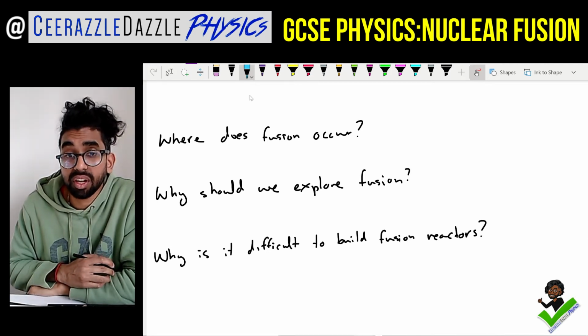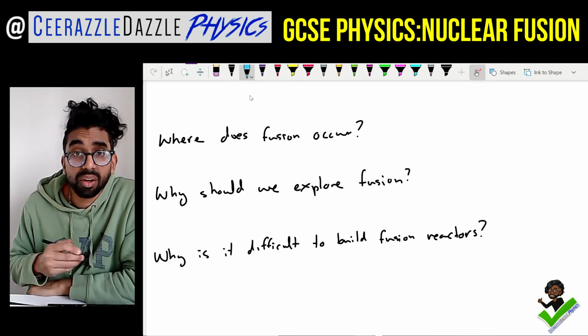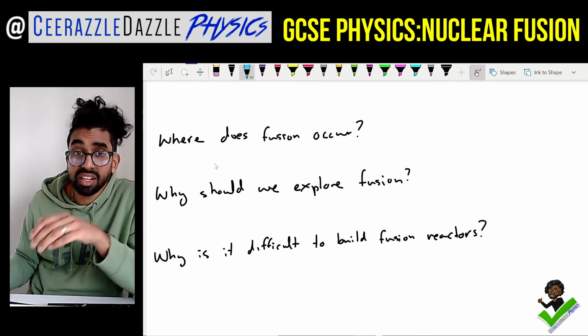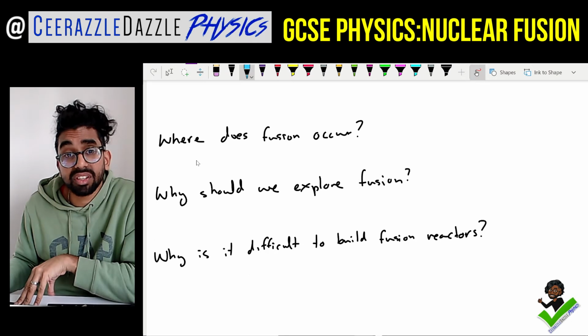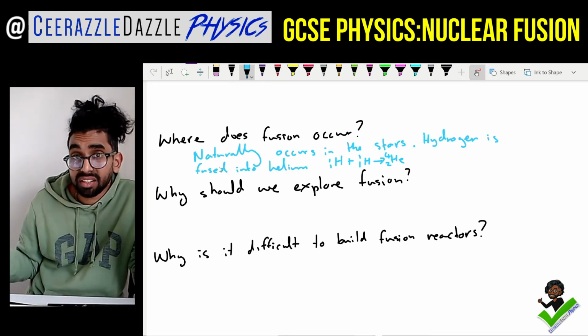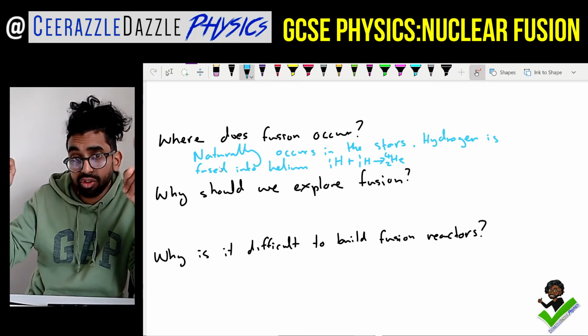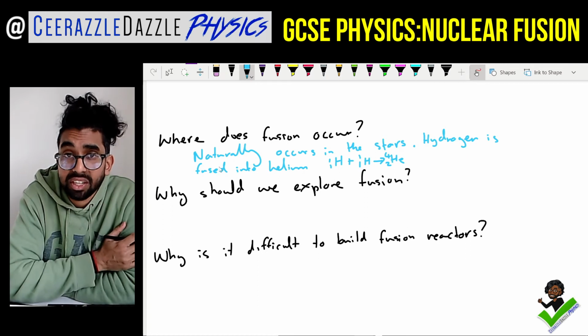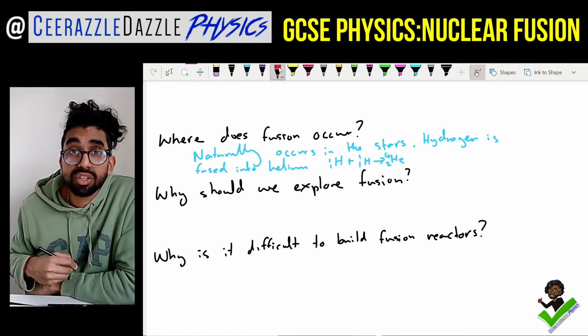Okay, so now we have the following. Where does fusion occur? Where does it occur, guys, naturally? Well, guys, it occurs naturally within the stars. And in the stars, hopefully you remember that we have hydrogen, which is being constantly fused into helium, guys. So fusion naturally occurs in the stars. The next question is going to be the following.